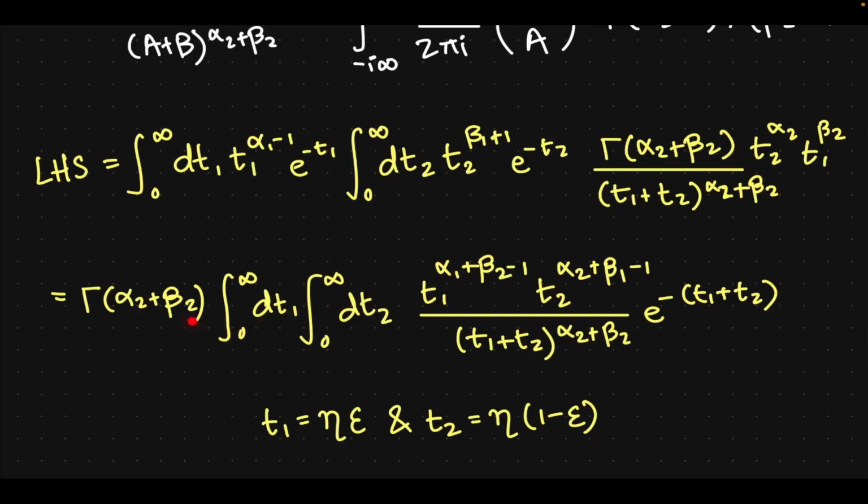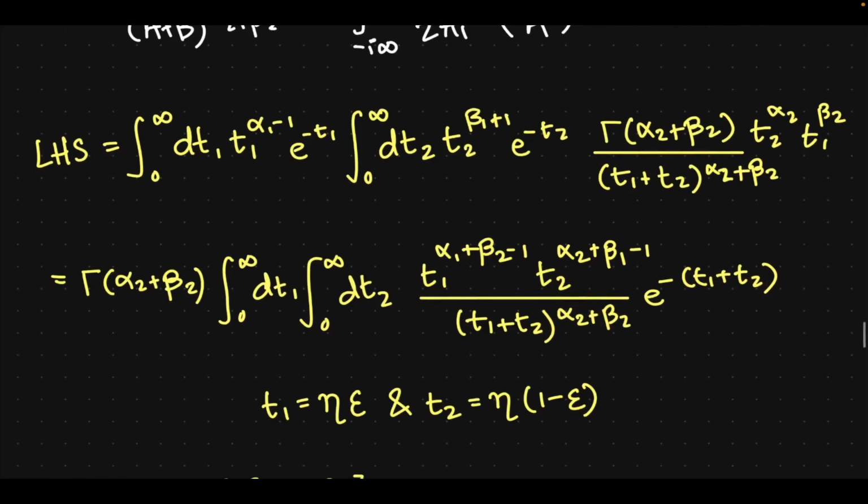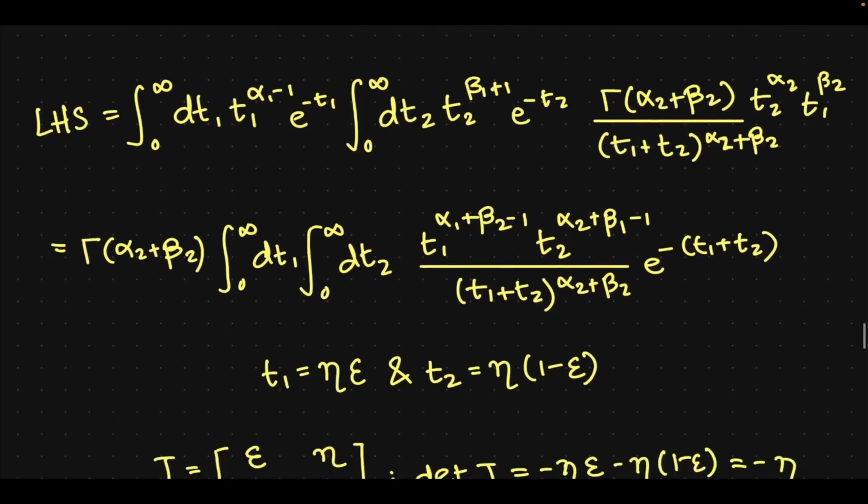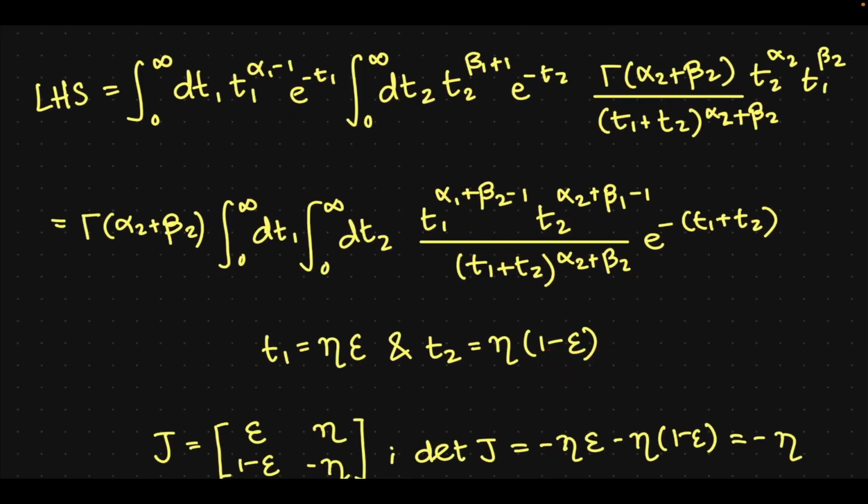So gamma of alpha 2 plus beta 2, integral 0 to infinity dt1, integral 0 to infinity dt2, t1 to the alpha 1 plus beta 2 minus 1, t2 to the alpha 2 plus beta 1 minus 1 divided by t1 plus t2 to the alpha 2 plus beta 2, e to the minus t1 plus t2. And we're almost done. It's just a little bit of multivariable calculus now, meaning we have to change the variable.